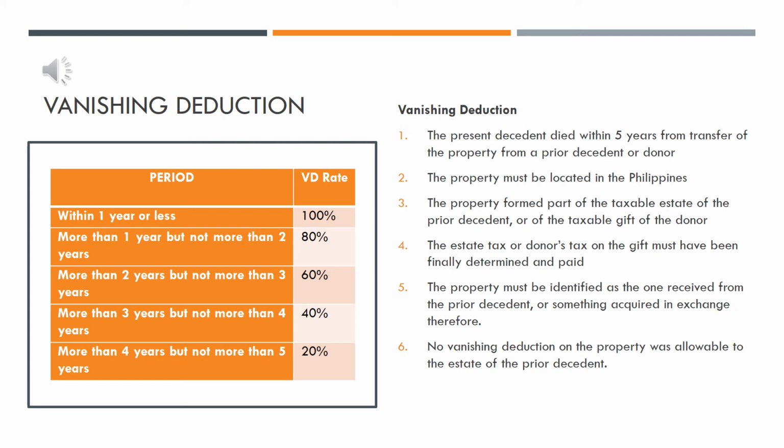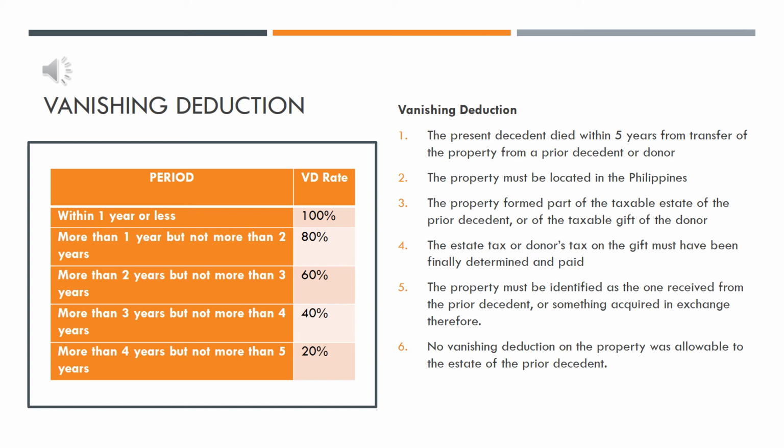So we have here a period in which meron tayong ibibase na vanishing deduction rate. Itong rate na to yung magiging basis kung magkano yung magiging deduction natin sa gross estate pagdating dito sa mga property which are previously taxed by estate because of the previous transfer. So, pinaka keyword is dapat from the previous transfer hanggang sa present transfer dapat 5 years. And dapat yung property must be located in the Philippines. So, kapag that is 1 year or less, vanishing deduction rate is 100%.